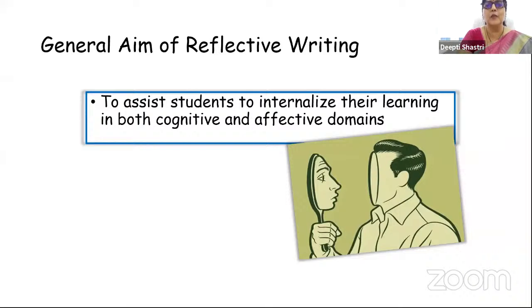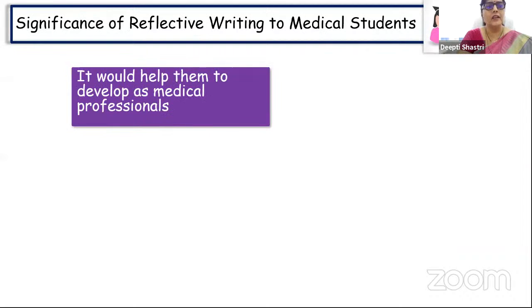So the general aim of reflective writing is to assist students to internalize their learning in both cognitive and affective domains. What is the significance of reflective writing for medical students? Well, it would help them to develop as medical professionals.